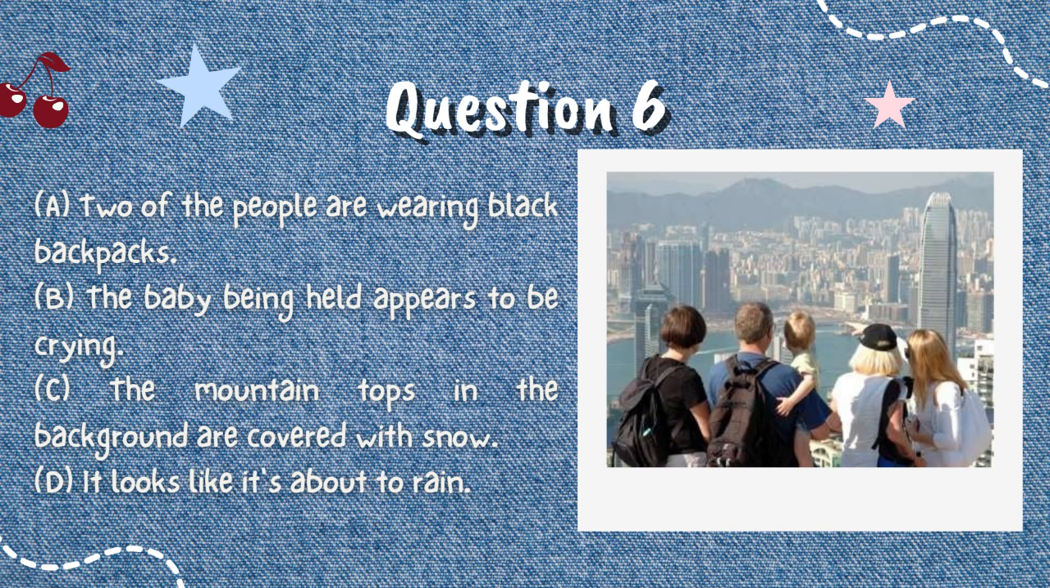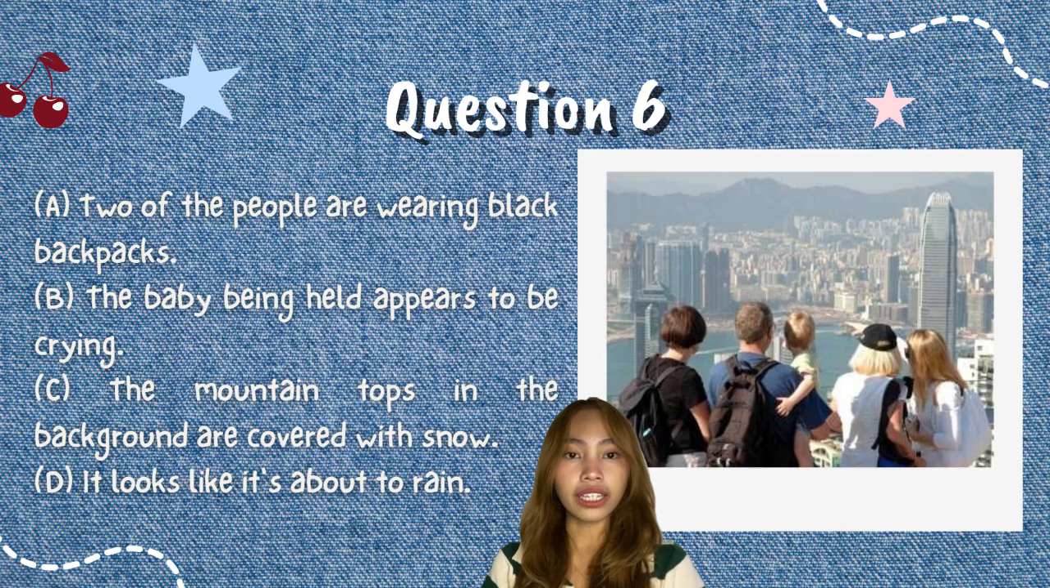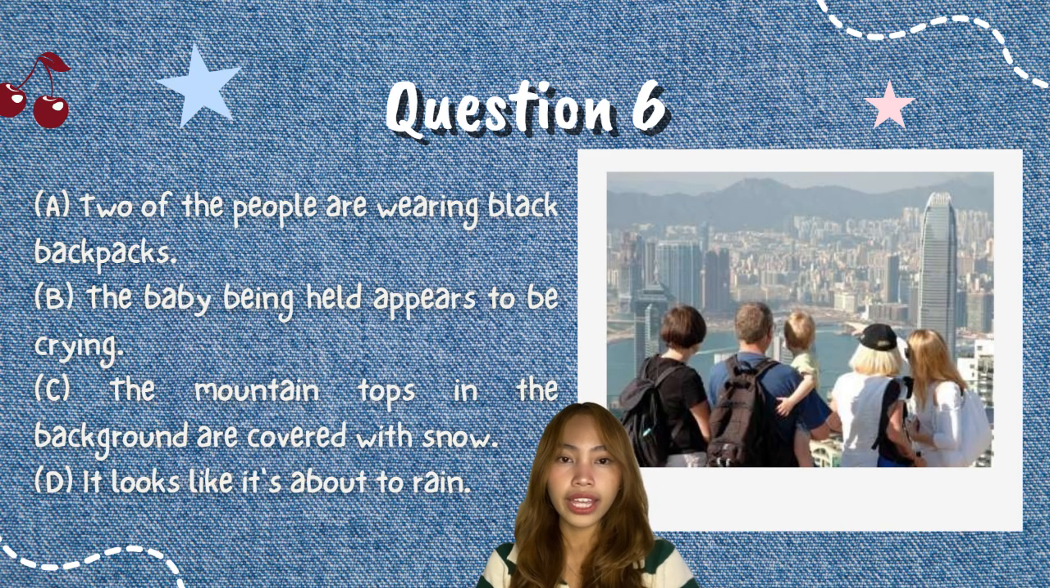A. Two of the people are wearing black backpacks. B. The baby being held appears to be crying. C. The mountaintops in the background are covered with snow. D. It looks like it's about to rain. Option A says two of the people were wearing black backpacks. In the picture, we can see two people wearing black backpacks, so this statement is correct.